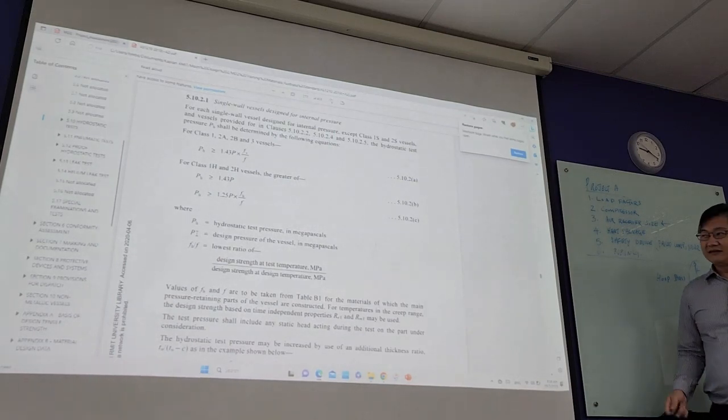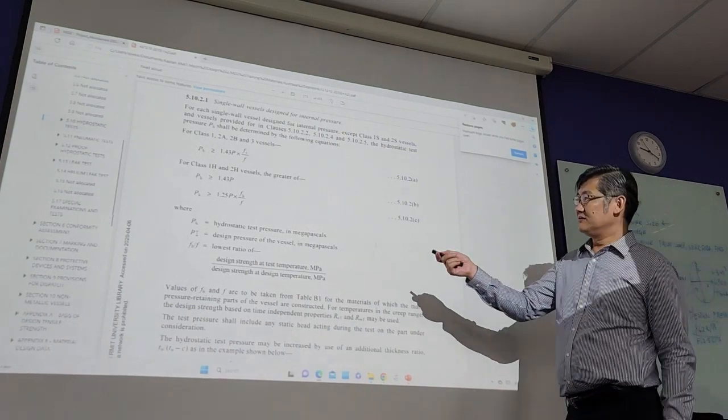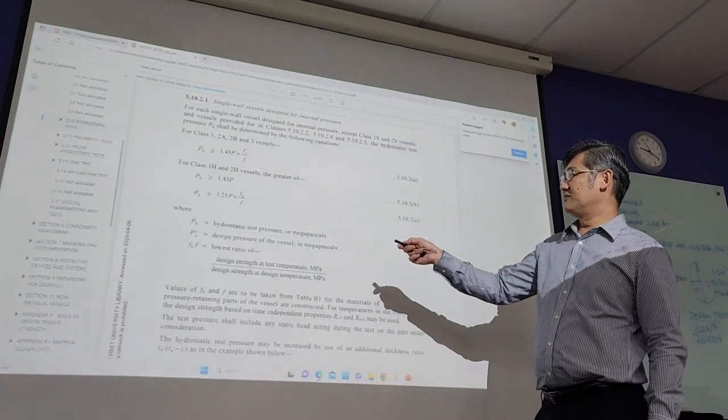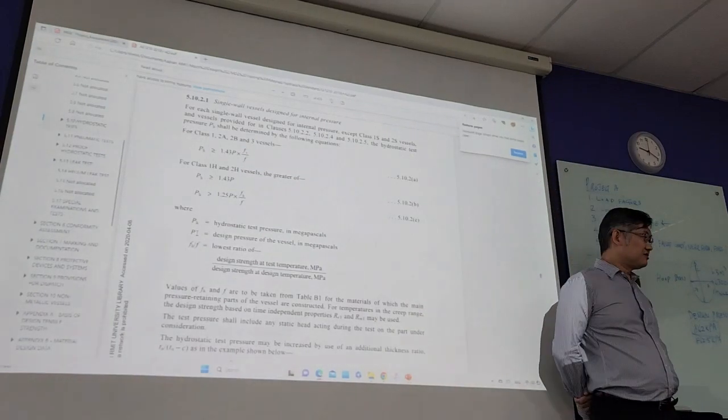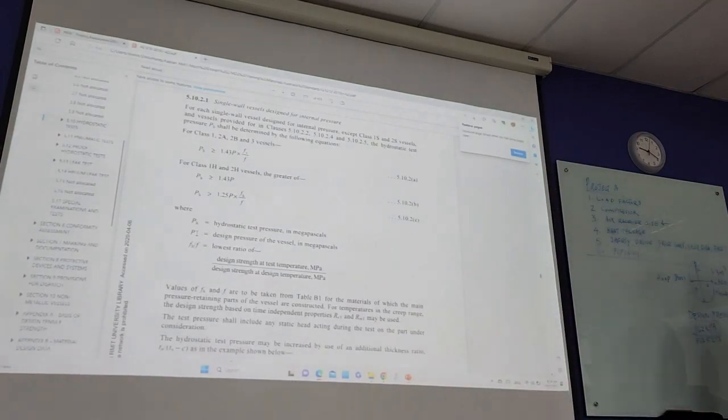So this is the tensile strength. Later we will know about it. So this is the tensile strength of the material. Alright, so the factor is 1 for Fn over F. It is your tensile strength. Later we will know. Okay, so roughly what will be, let's say this.